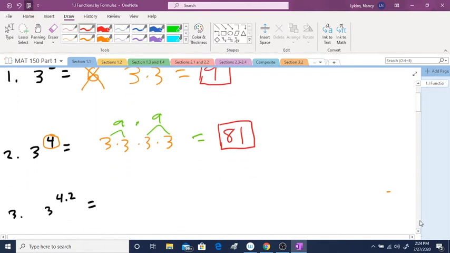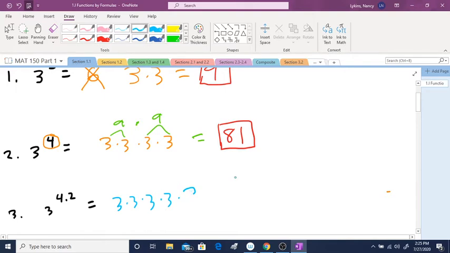Now, what about 3 to the 4.2? What does that mean? Well, first of all, that's like saying I've got 1 3, 2 3's, 3 3's, 4 3's, but now, is that 0.2 right here? That doesn't make any sense.